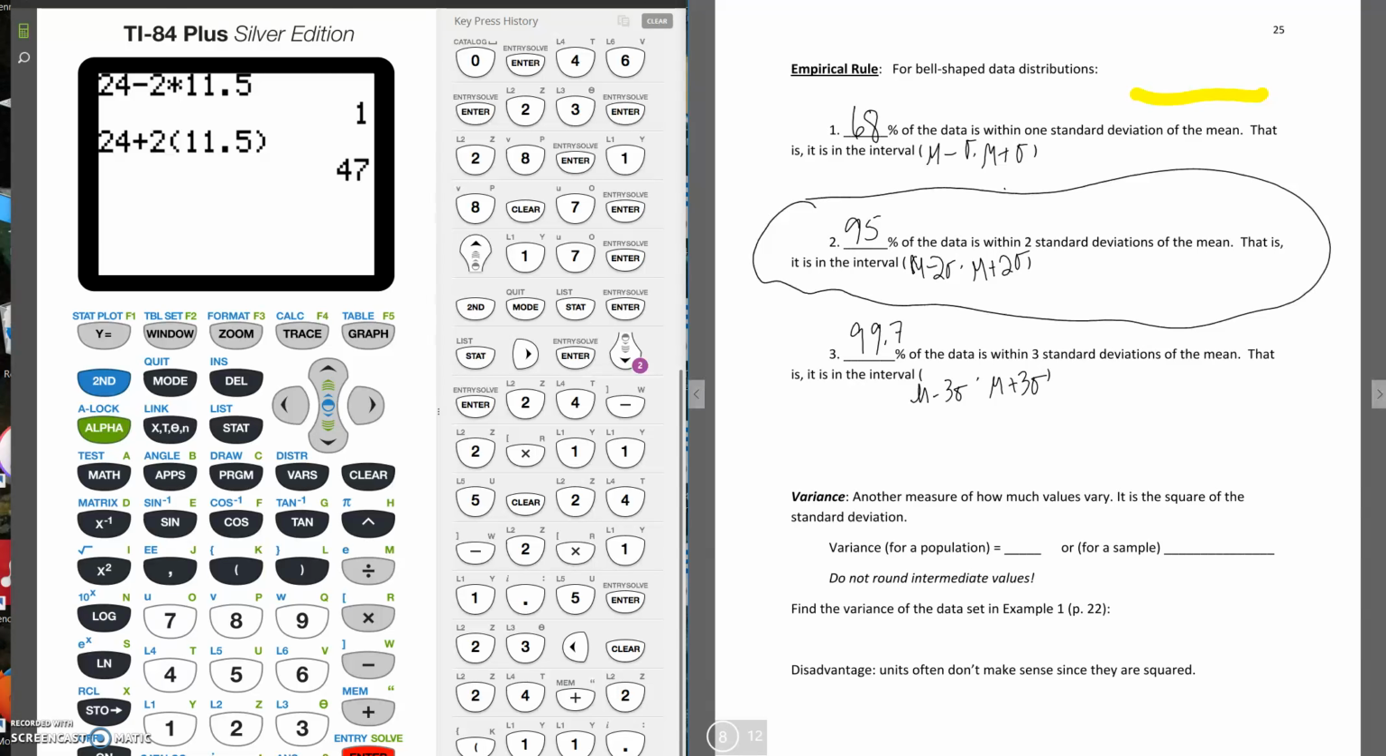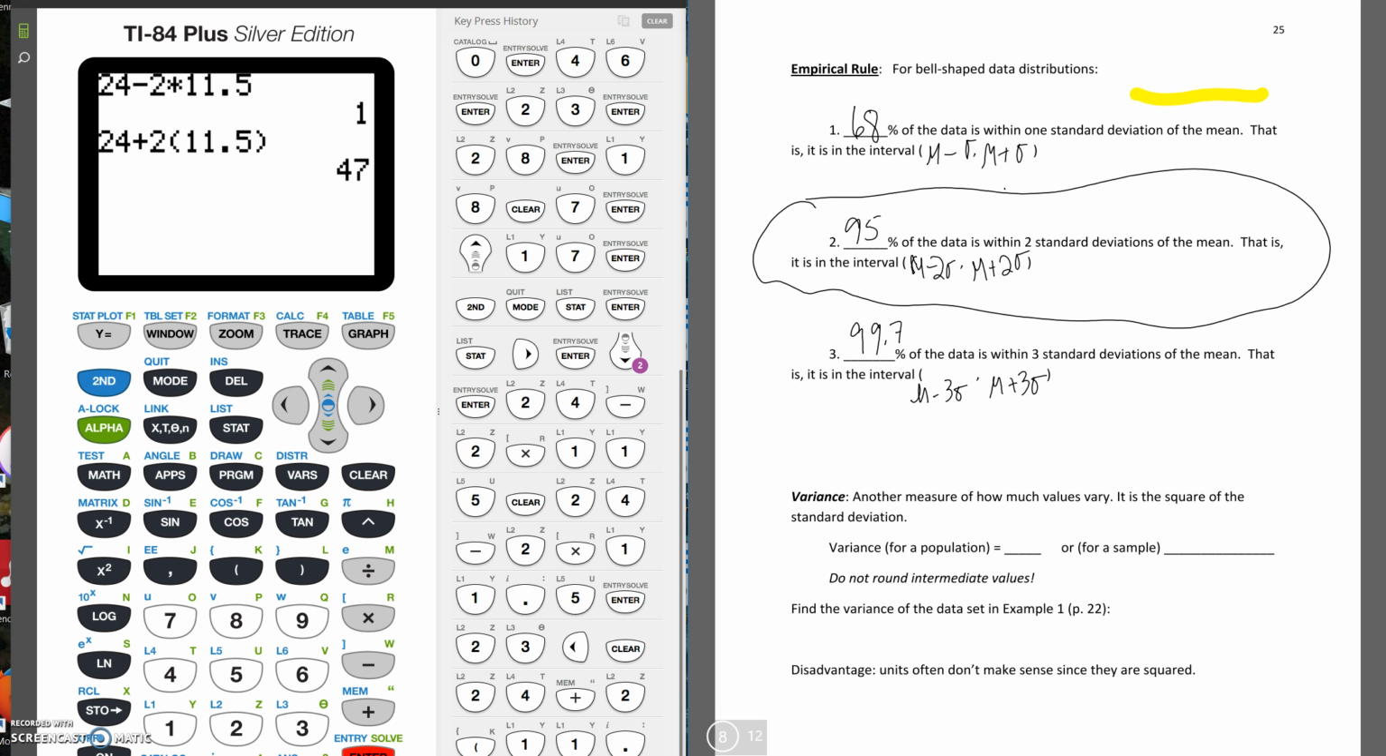And this is actually where we get that usual unusual rule. Because remember we said something that is less than 5% probability is unusual. Well, here we're saying if you're within 2 standard deviations of the mean, you're within 95% of the data. Anything outside of that would be part of 5% data, which we would consider unusual.